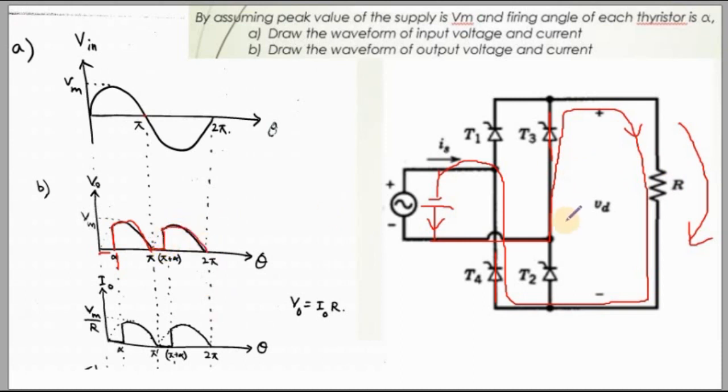So from alpha to pi, we've got the same direction, and from here to there, we've got the same direction. So it's something like this. If you apply V0 equals I0 R, you can simply get the output current waveform, right? So here the maximum value is Vm by R.